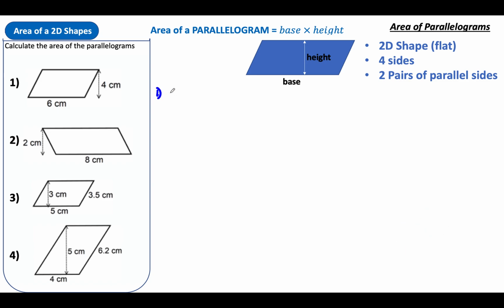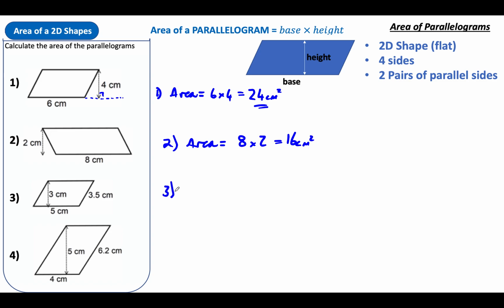Number 1. So area equals the base of 6 times a height of 4, which that is the height, isn't it? Straight from the bottom to the top. Makes a right angle with the base, which is 24 centimeters this time, but it's still squared because it's area. Number 2. The area of number 2 is 8 times by the height of 2, which is 16 centimeters squared.